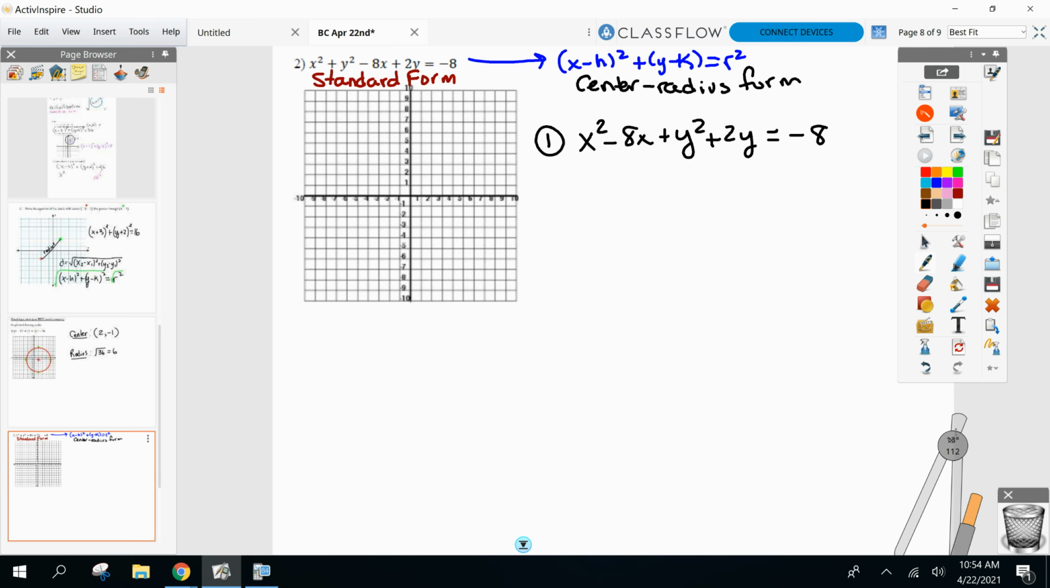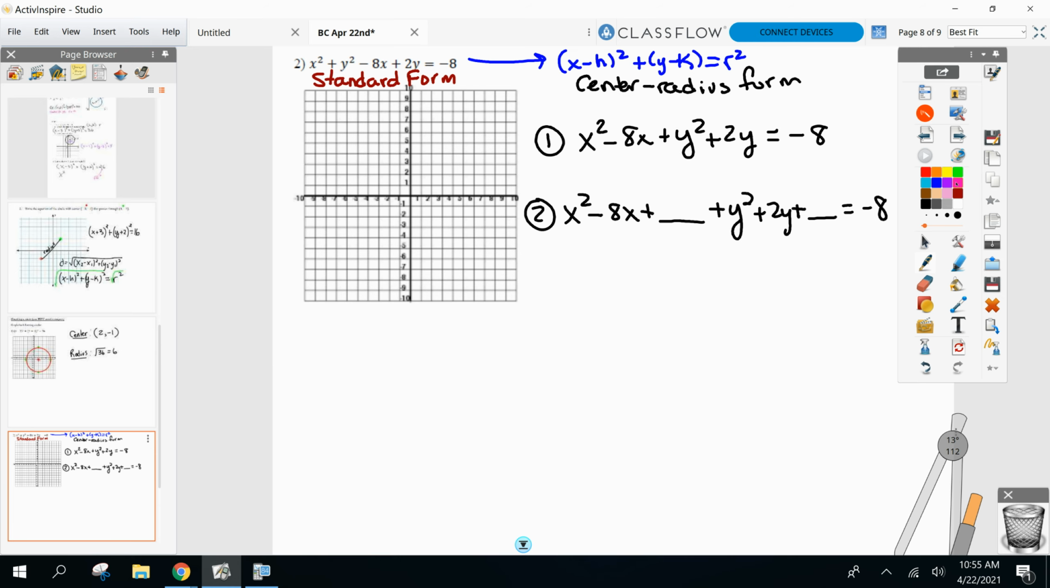And we are going to do it twice. Once for the x's, and once for the y's. To complete the square, we're going to add a number to the x's, and we're going to add another number to the y's. The question is, how do you compute that number I'm going to add?